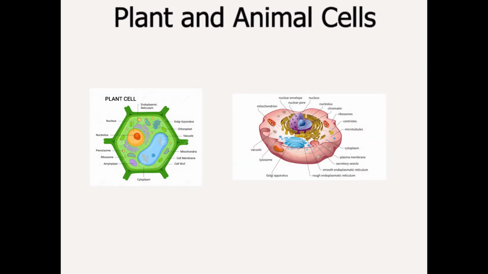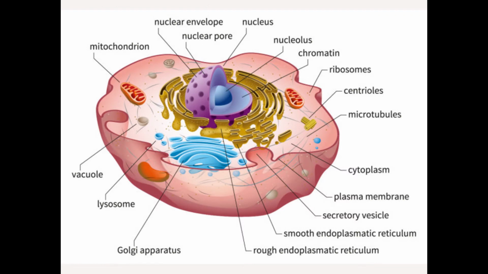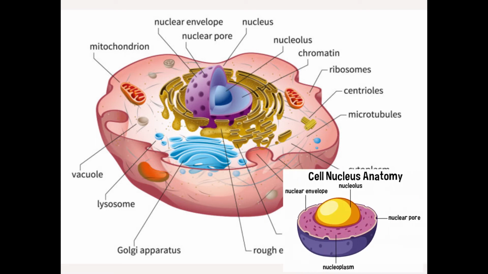First, we're going to look at the animal cell. The animal cell houses many different structures called organelles. Each of these organelles perform different functions within the cell. The first organelle we're going to look at is the nucleus. The nucleus houses all the genetic information within the cell, known as DNA or chromatin. The DNA controls all the activities of the cell.